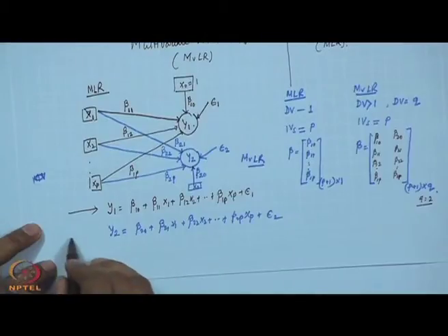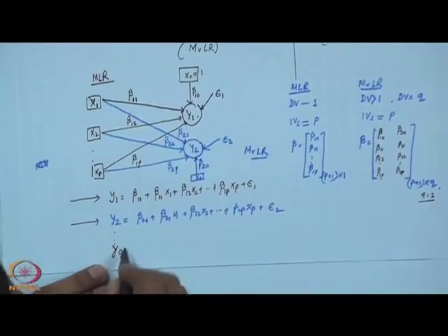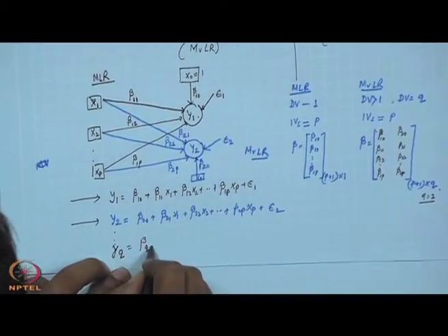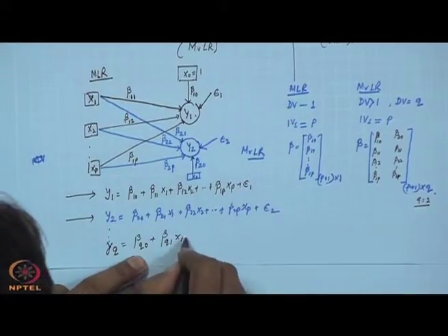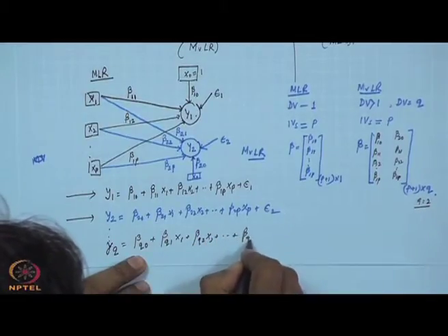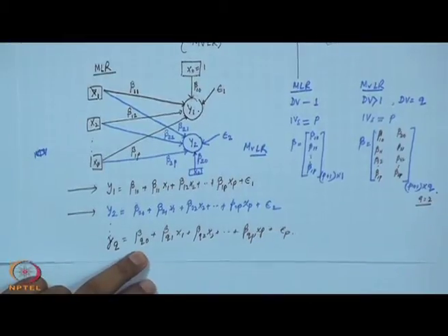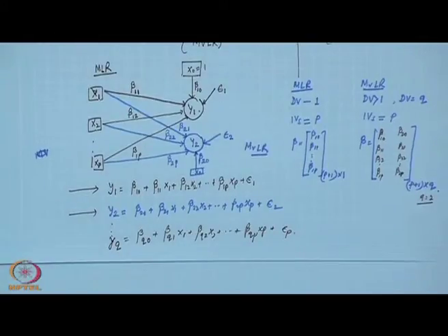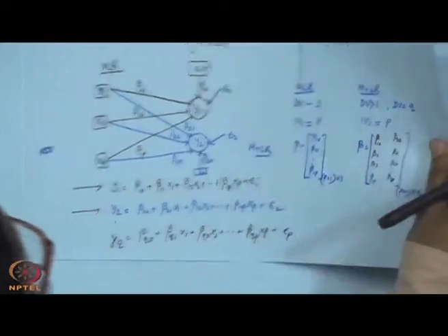This is for first variable, second variable, like this you will be having equation for yq, which is beta q, is affected by the constant term plus beta q 1 x1, beta q 2 x2. So, like this beta q p xp plus epsilon p. Okay. So, then we can write in matrix term.